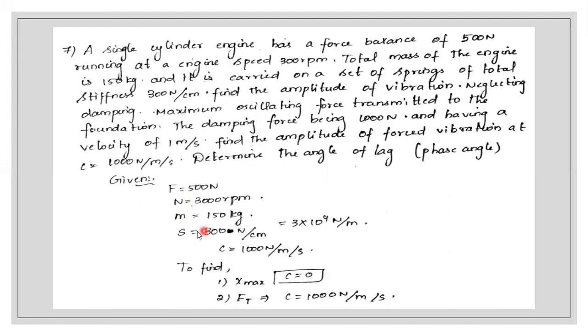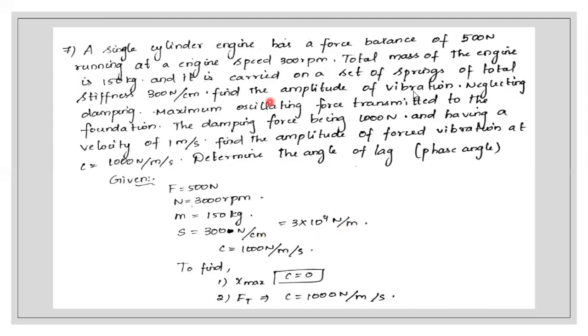So capital M is 150 kg and it is carried on a set of springs of total stiffness 300 Newton per centimeter. So stiffness they have given us is 300 Newton per centimeter. Just convert into meter. Once you convert, we'll be getting 3 into 10 power 4 Newton per meter.